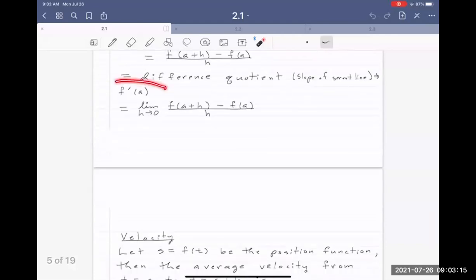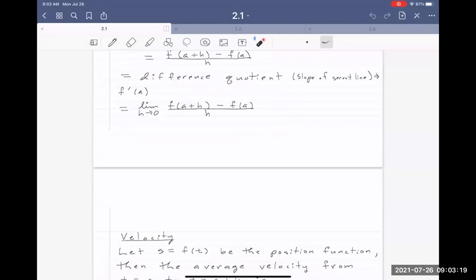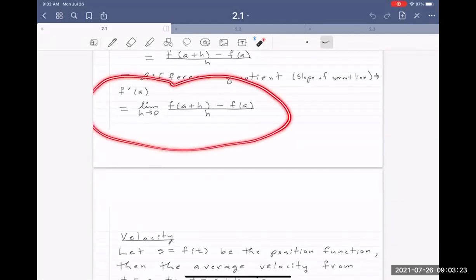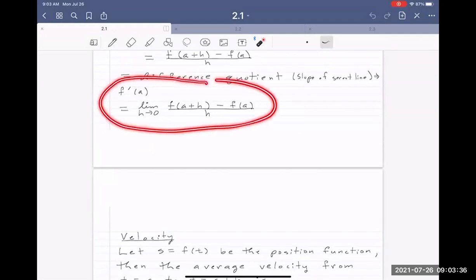I will denote by f prime the following limit. So f prime at a is defined as the limit as x approaches a. I'm sorry, let's start all over again. I said it wrong. f prime at a is the limit as h approaches 0 of f of a plus h minus f of a divided by h.